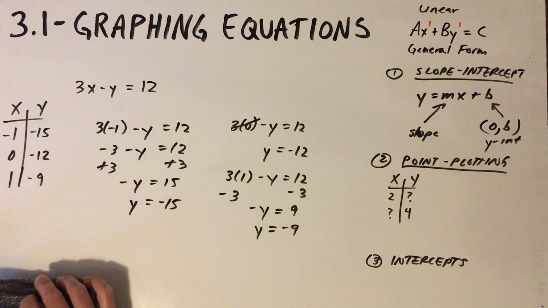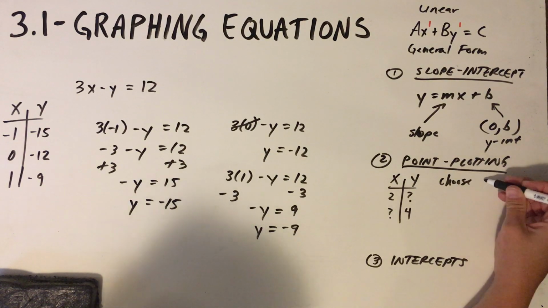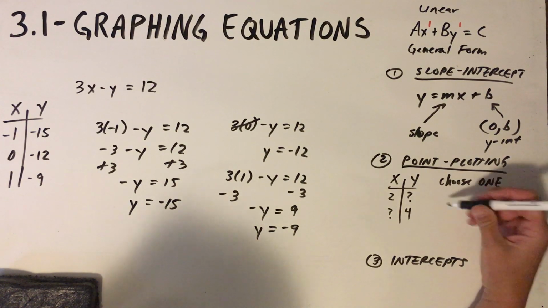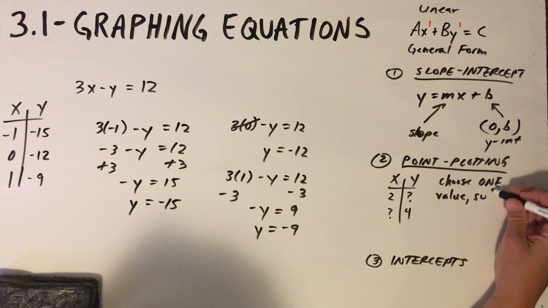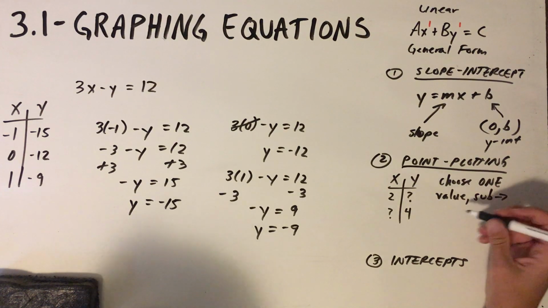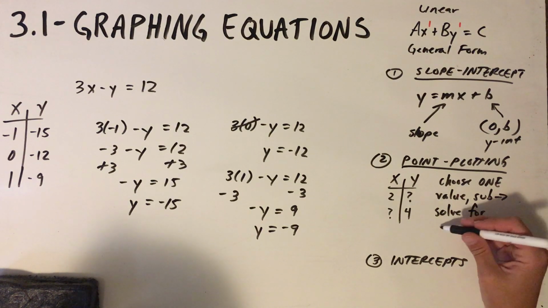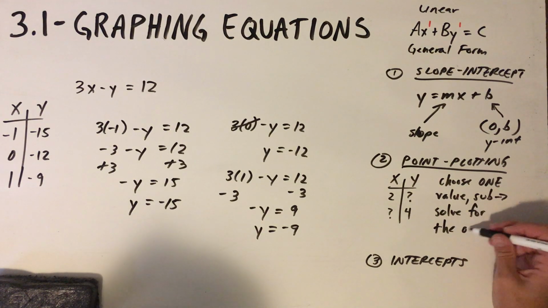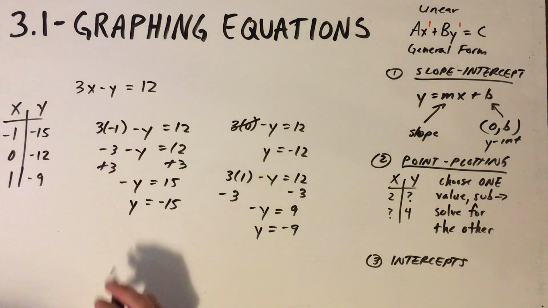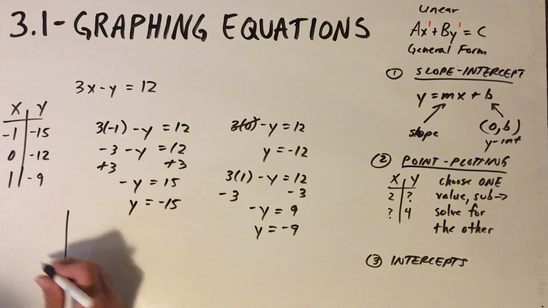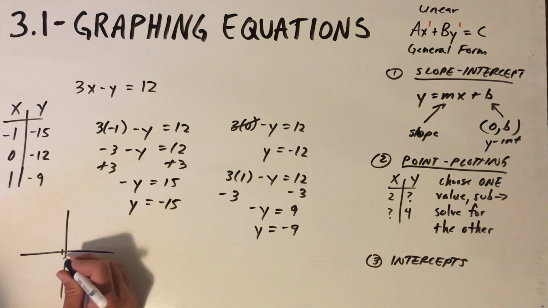So point plotting literally just means that you're going to choose one value, substitute it, and then solve for the other. You can do this all day. You can do it with any equation. So let's look. If I wanted to graph this using point plotting, I'd be at -1.